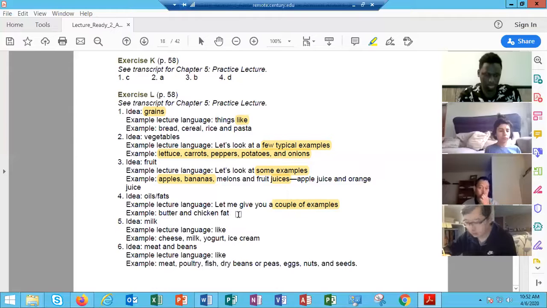There's also fat in things like avocado and olive oil. Those kinds of things have fats in them that are more natural kind of fats. Milk, here's the word "like" again as your signal. Cheese, milk, yogurt, and ice cream are milk products. And then meat and beans. So they have "like" in here 3 times, number 1, 5, and 6.